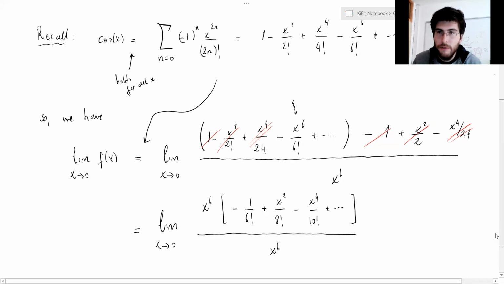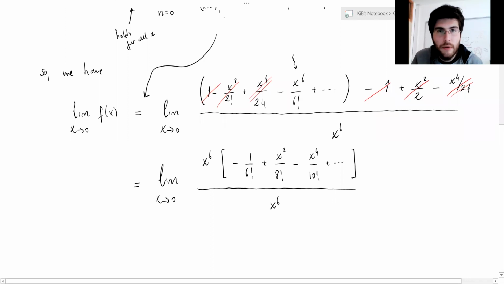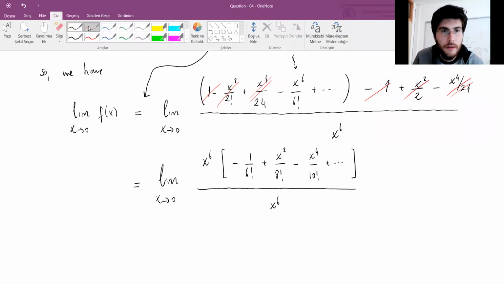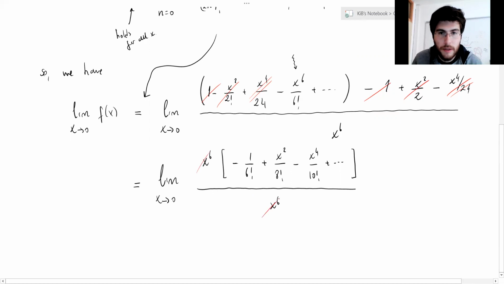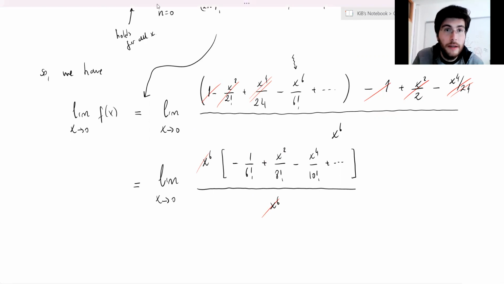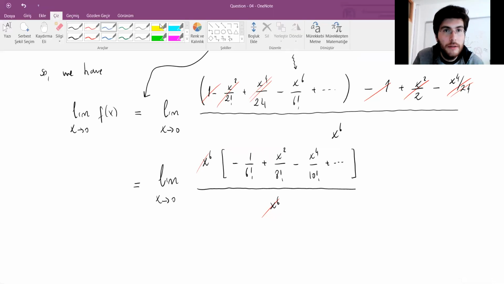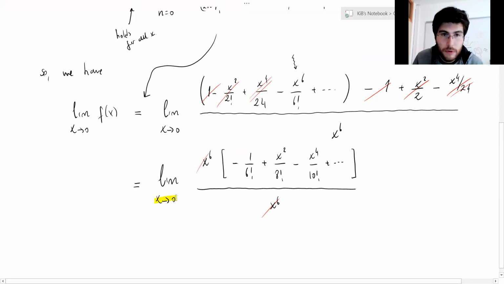Right? Can you follow? Okay, fine. So now we have another cancellation. This term and this term cancel out each other, and let's see what we have. As x goes to 0, maybe I should specify x approaches 0 here. Look at those terms.